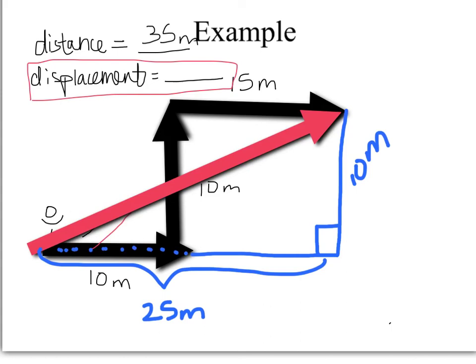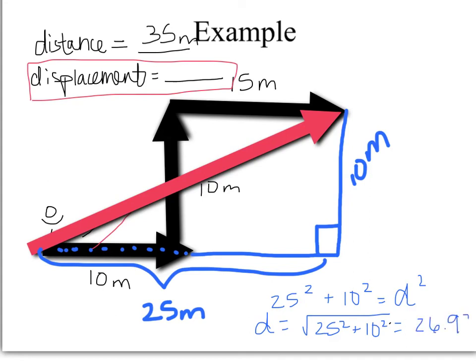As we solve for that, all we need to do is use our good old Pythagorean theorem. So we'll have 25 squared plus 10 squared will equal the total displacement squared. So D will be equal to the square root of these. And if you plug that in your calculator, you will find that it is 26.93 meters.